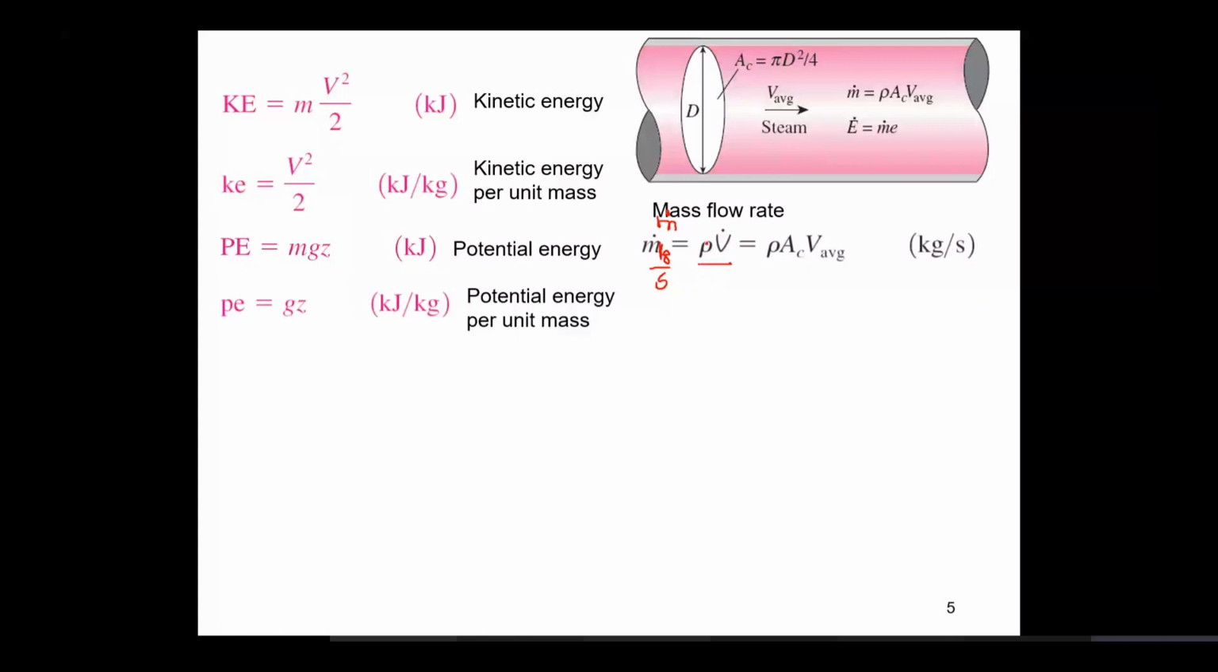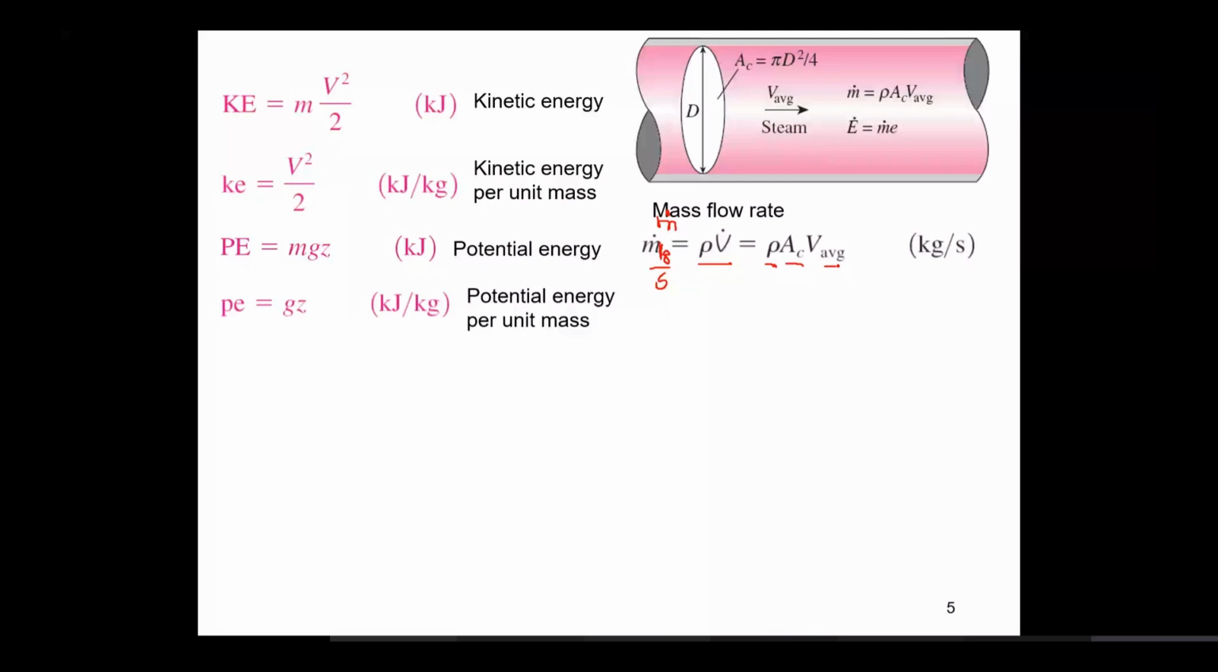Why? Density is what? Kg per meter cube. Volume flow rate is what? Meter cube per second. The meter cube would cancel out and you'll have kg per second as the mass flow rate. Anybody has a doubt in this? All right. Similarly, it could be expressed in terms of density, which is kg per meter cube, multiplied by the cross-sectional area through which your fluid is flowing, multiplied by the average velocity of the fluid. Clear? Any doubts in this?